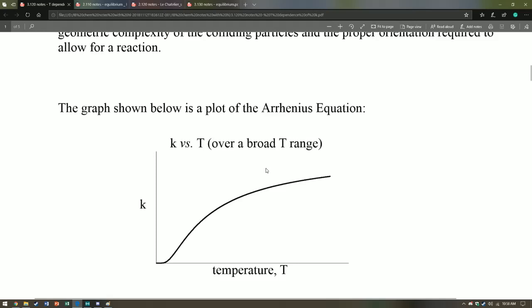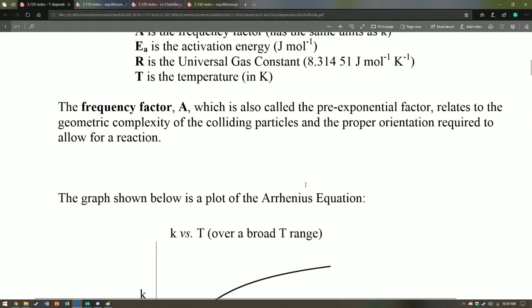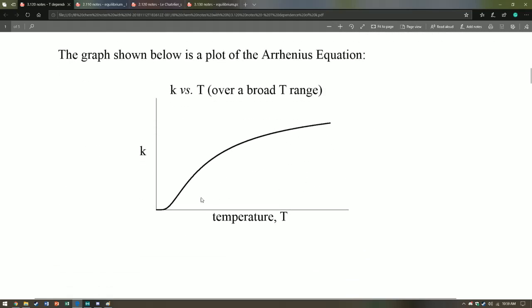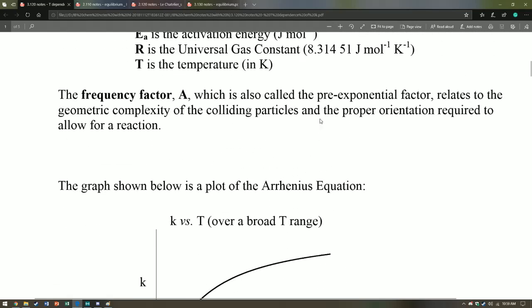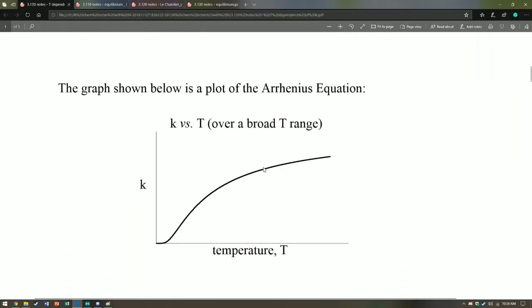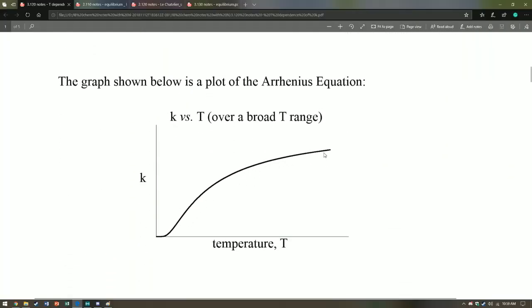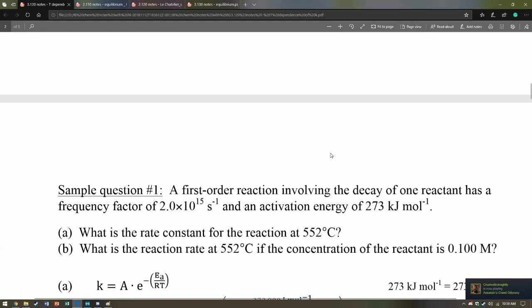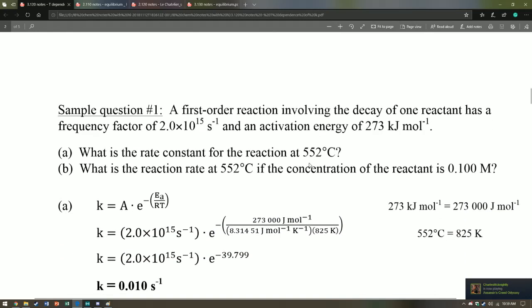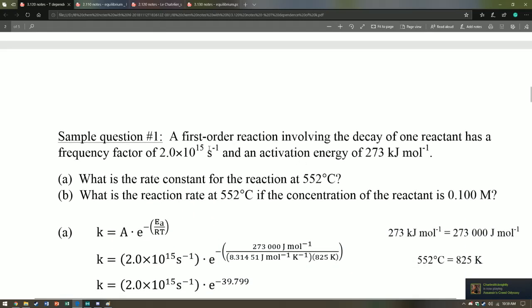And the graph is just a plot of the equation, k versus T, and as you can see here, it grows exponentially, I should say. It's exponential, k versus temperature. It looks sort of like this. Here's a sample equation. It's just a formula. I'm not going to go over how this works. I'm sure by now you know how to plug and chug numbers into a formula.